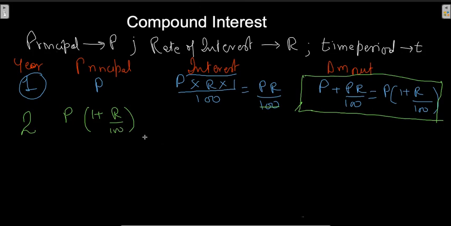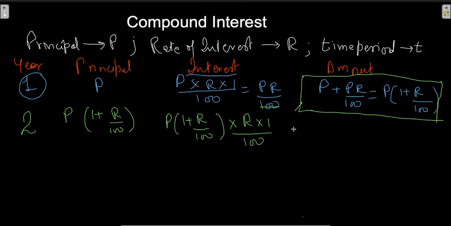Now what happens next? We're going to calculate the interest on this principal. So again, putting it in the same formula, where P gets replaced by the principal for the second year. So that is P into 1 plus R over 100, into rate of interest. Time continues to be 1 year and all gets divided by 100. I guess you were able to understand, right? Whether I divide this entire expression by 100 or just this part, it continues to be the same thing.